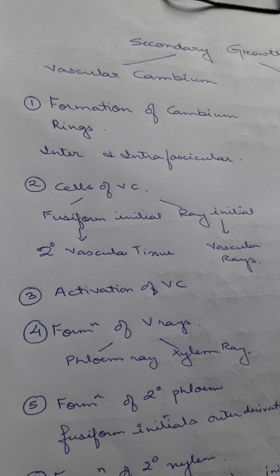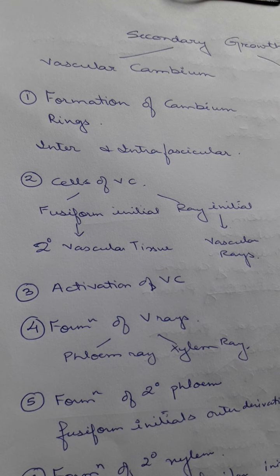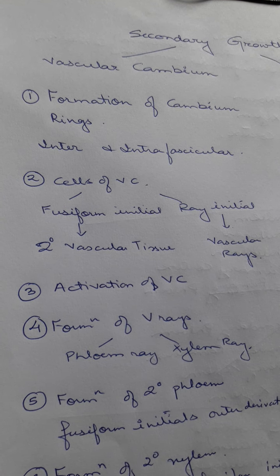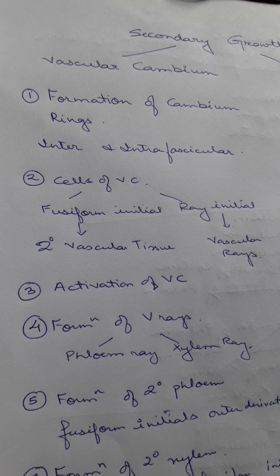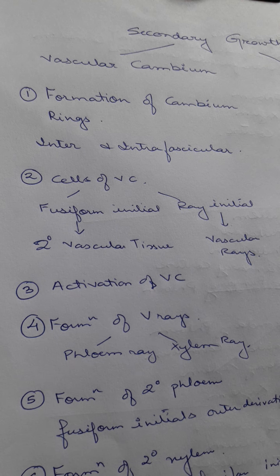Good morning, everyone. So, today let's start the topic secondary growth in dicot stem. Now, we already know that secondary growth means the formation of tissues with the help of lateral meristem. Now, what is lateral meristem then?